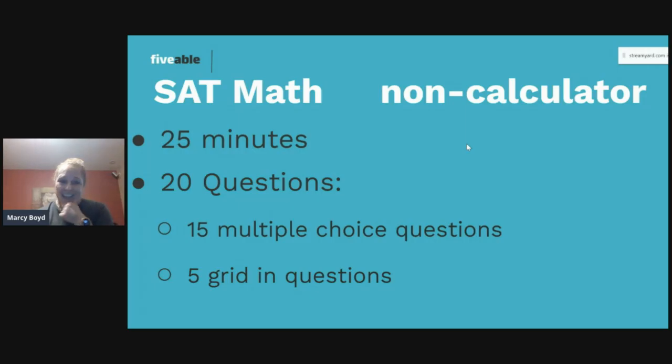Now, those are broken down into 15 multiple choice questions and 5 grid-in questions. The multiple choice will be choose the one best answer, okay? And for the grid-in questions, your answer might be 0.25. You'll write that in the spot up at the top, and then you'll bubble in those answers. So when they say grid-in, it's those on your bubble sheet.